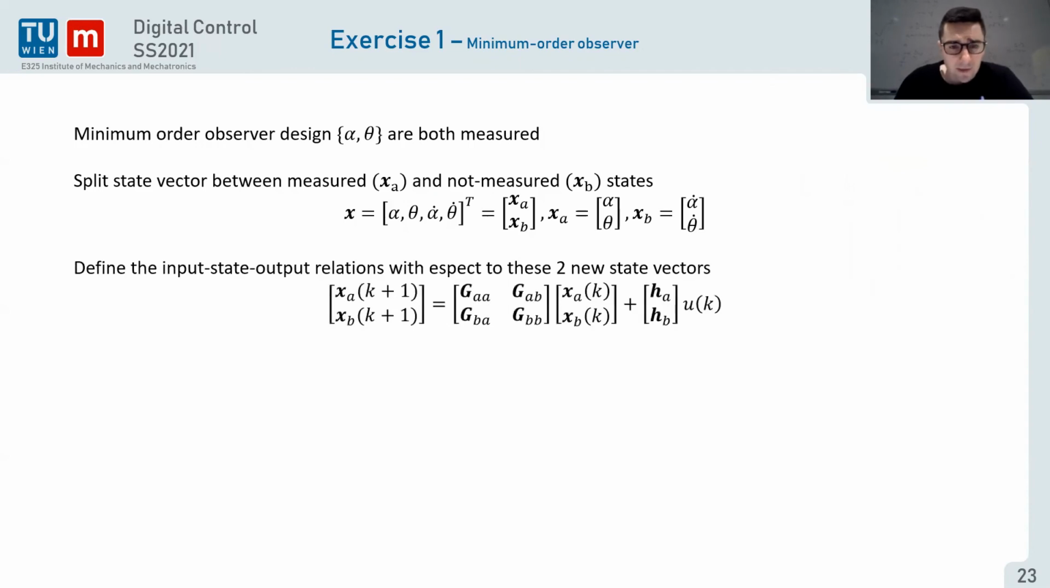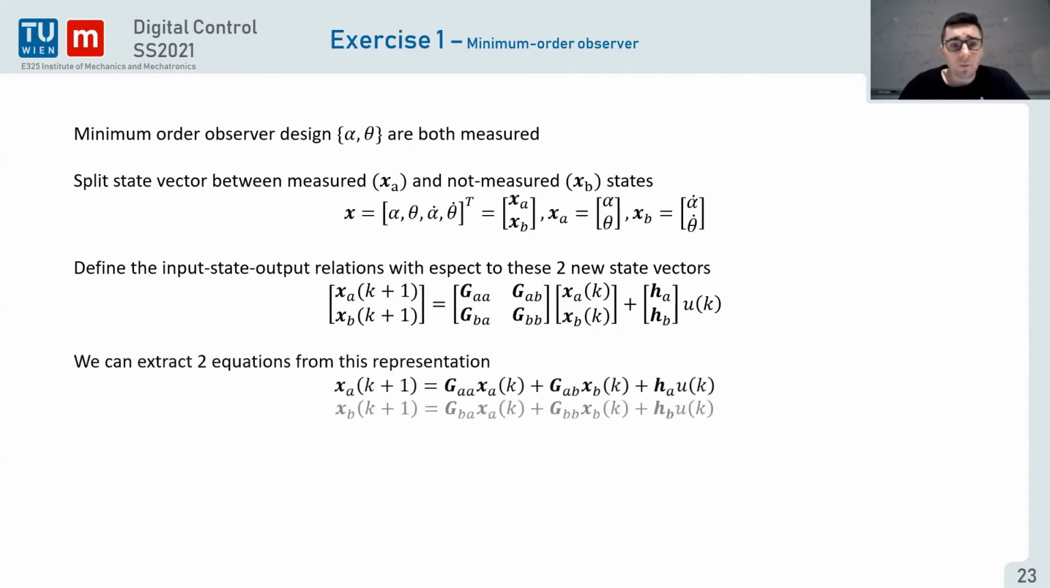So now we've split our system into 2 smaller states. Then we can write 2 different equations, so we're just splitting the J matrix and H matrix accordingly. And we can extract 2 relations. So xA of k+1 is a function of xA of k, xB of k, and so on. And the same for xB of k+1.